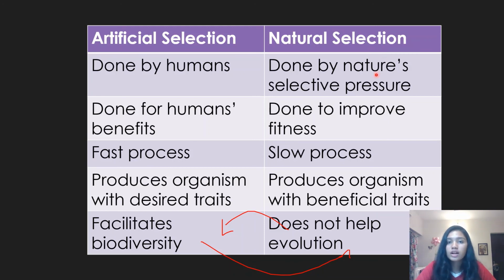Okay. Now, natural selection is done by nature's selective pressure. Okay, it is done to improve fitness. So, it basically is done to help the organism. It produces organisms with beneficial traits. Because it is done by nature and because it is done for the organism's benefit, it is a slow process. It takes place over hundreds of years. Okay, and it facilitates biodiversity because there will always be variations between organisms of the same species. They'll all be adapted to their own environment better. Okay, so it facilitates biodiversity. Those are the differences. You should know all five. These are 5 points because you're most likely to blank out and forget two in your exam paper. So know all five, just now, okay?